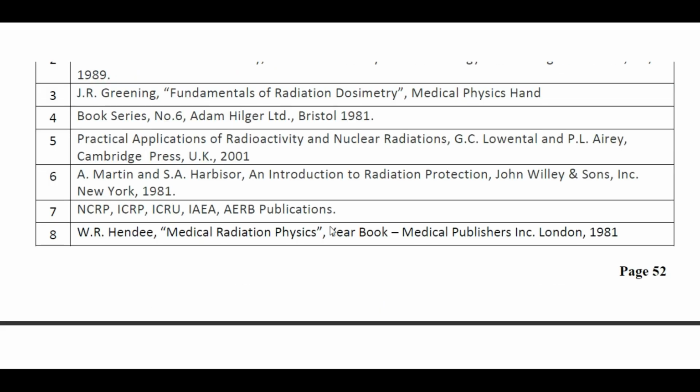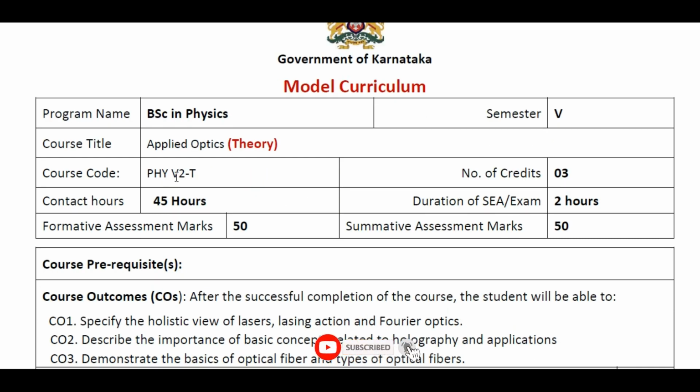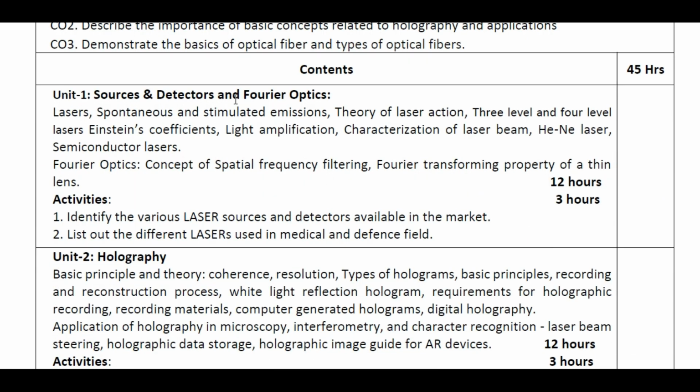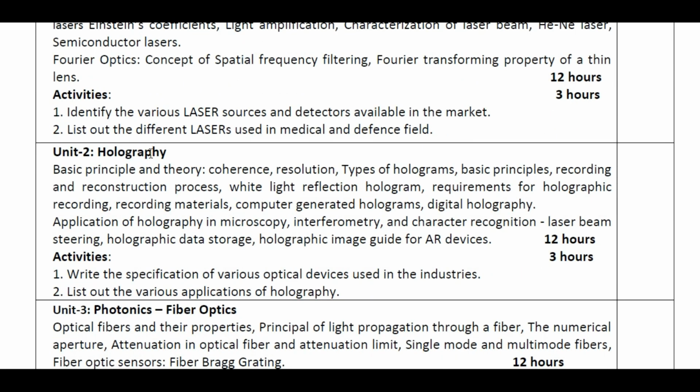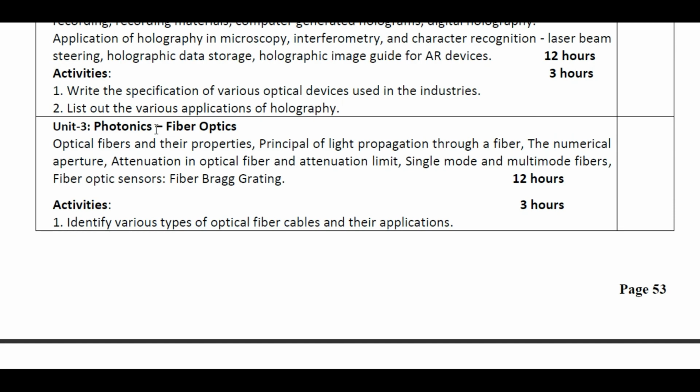Next paper, V2, that is the vocational second theory paper, Applied Optics. Don't go for this one. This is the 6th semester, right? So this is the vocational 2 paper, Applied Optics. It is for 3 credits, 100 marks paper. Sources and detectors and Fourier optics is the first unit. Holography is the second unit, and the activity is also mentioned. The third unit is photonics and fiber optics, and the activities are also mentioned.